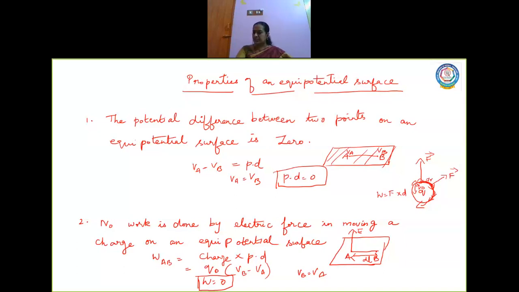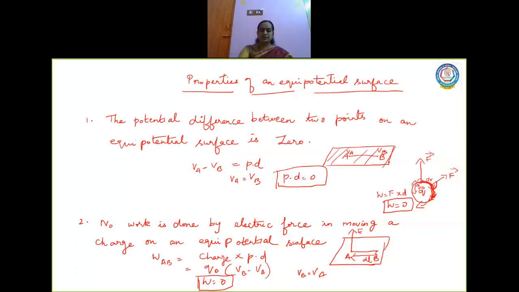It will be once again 90. See here, if this is going to be F, this will be the direction of dr, F dot dr. Is it clear? So what is the angle between them? 90. So what is cos 90? It is 0. Again here the work done is 0. Are you able to understand? So no work is done by an electric force in moving a charge on an equipotential surface.